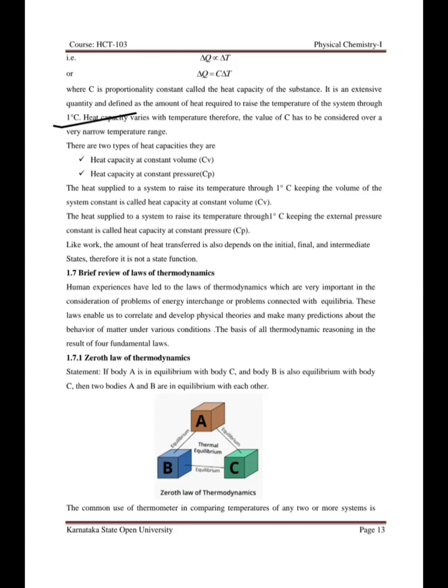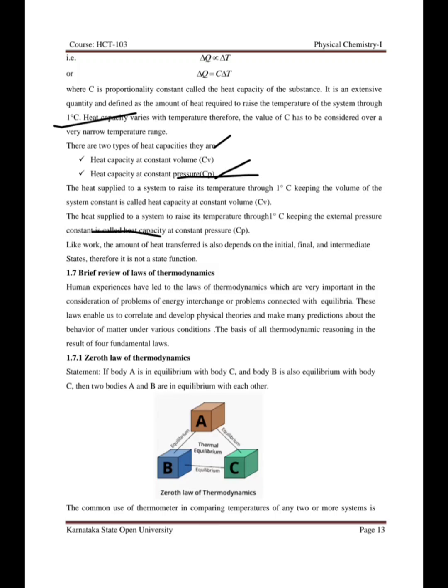And there are two types of heat capacities. One is heat capacity at constant volume, and the other is heat capacity at constant pressure. Keeping the volume constant, the variation of the heat can be studied, and keeping the pressure constant, heat capacity can also be studied. The heat supplied to a system to raise its temperature by 1 degree Celsius, keeping the volume constant. It is the same for pressure also.